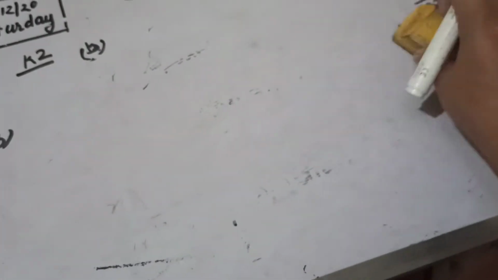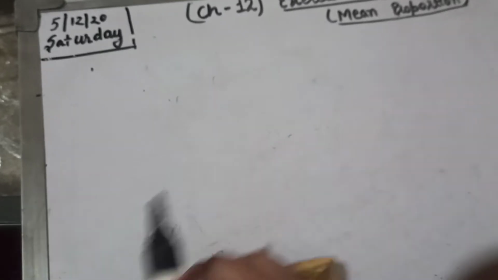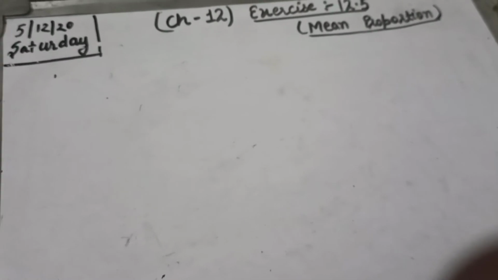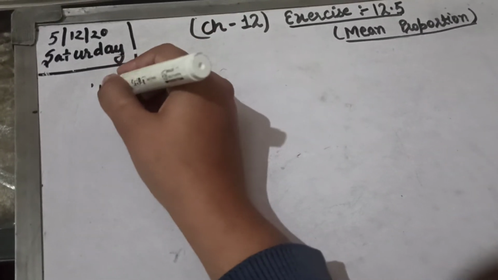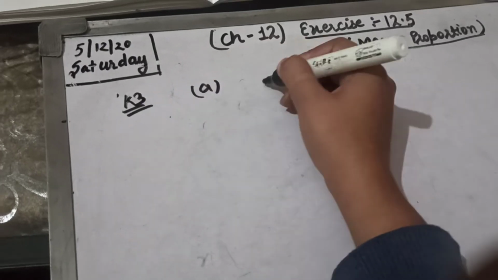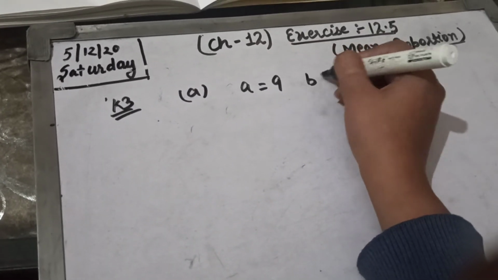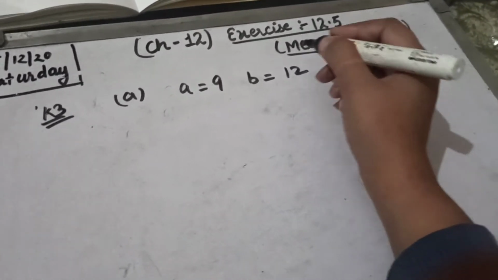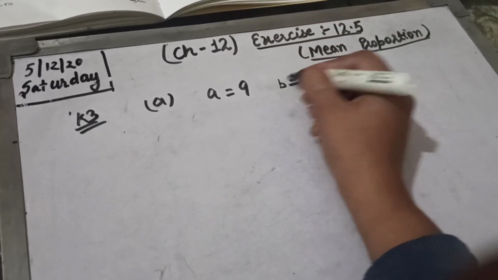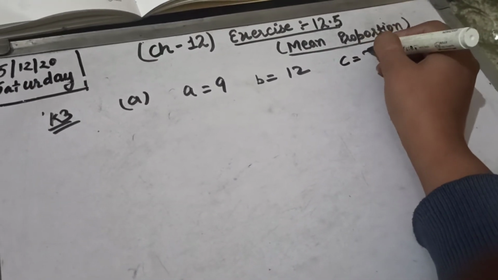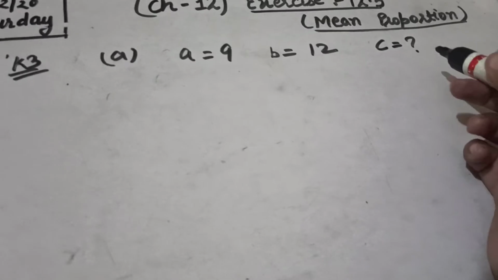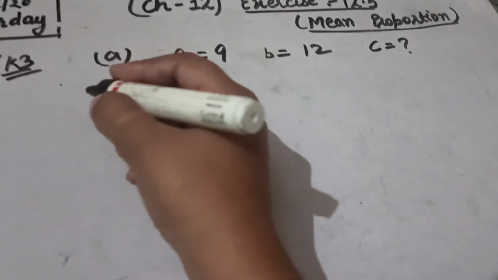In the K3, if the given pair of the numbers are in continued proportion, find the third proportion for each pair. So K3 is also the same, beta. It is given that they are in continued proportion. So same we will do. A part, we will take A equals to 9 and B equals to 12. Wait, in this we have to find the third proportion. So B is given, C we have to find. Sorry for the interruption. Find the third proportion for each pair. Here B is given and C we have to find.